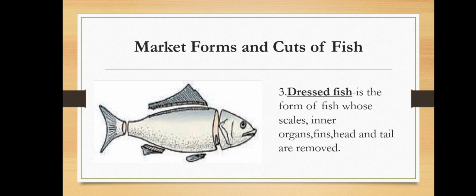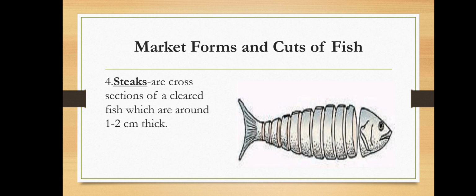Next is dressed fish. It refers to the form of fish where scales, inner organs, fins, head, and tail are removed, leaving only the edible portion. This preparation is commonly done for convenience, allowing for easier cooking and consumption without the presence of non-edible parts.